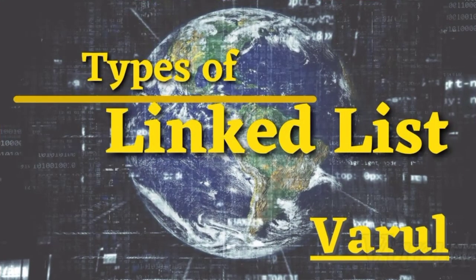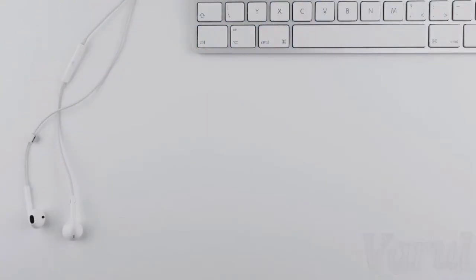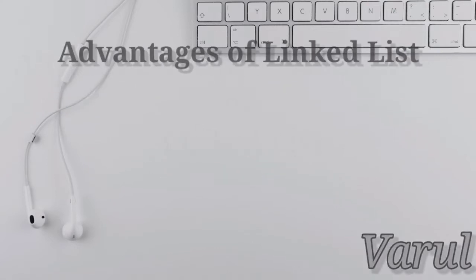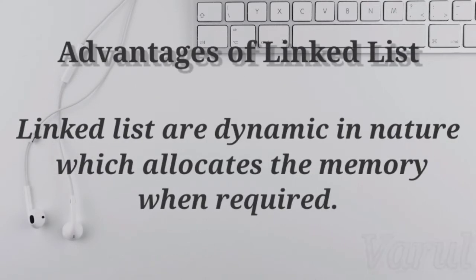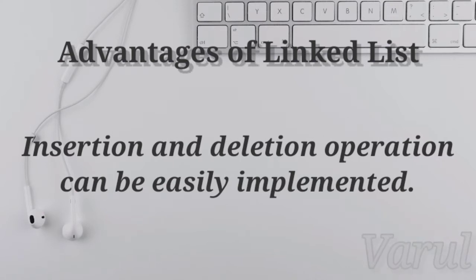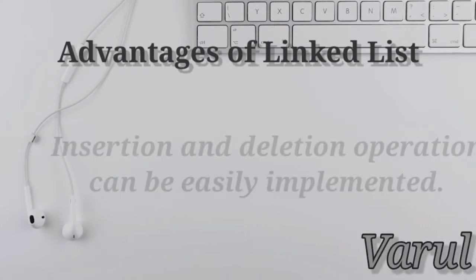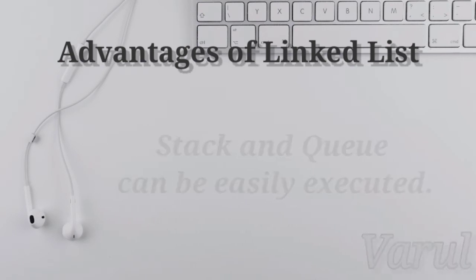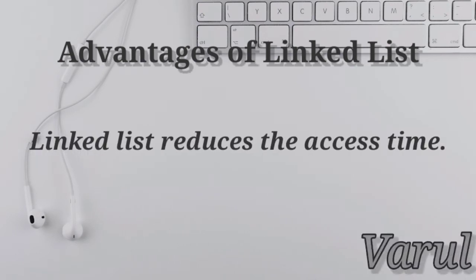In my upcoming videos, we will discuss these three types of list in more detail, but now we shall move forward and look at the advantages and disadvantages of linked list. Advantages of linked list. Linked lists are dynamic in nature, which allocate the memory when required. Insertion and deletion operations can be easily implemented. Stack and queue can be easily executed. Linked list reduces the access time.